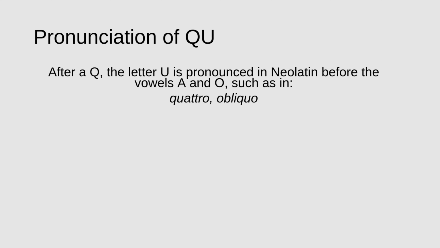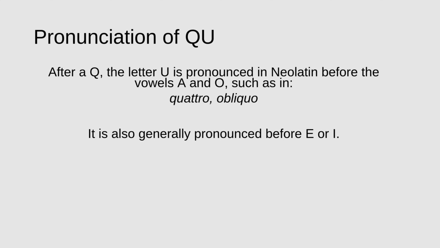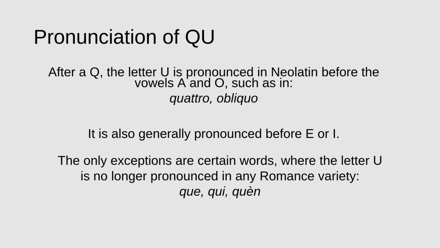After a Q, the letter U is pronounced before the vowels A and O, such as in cuatro, meaning four, and obliquo, meaning oblique. Q is also generally pronounced before E or I. The only exceptions are certain words where the letter U is no longer pronounced in any Romance variety, such as in que, meaning the relative pronoun that, as in I need a phone that works, qui, meaning who, and ken, a synonym also meaning who.